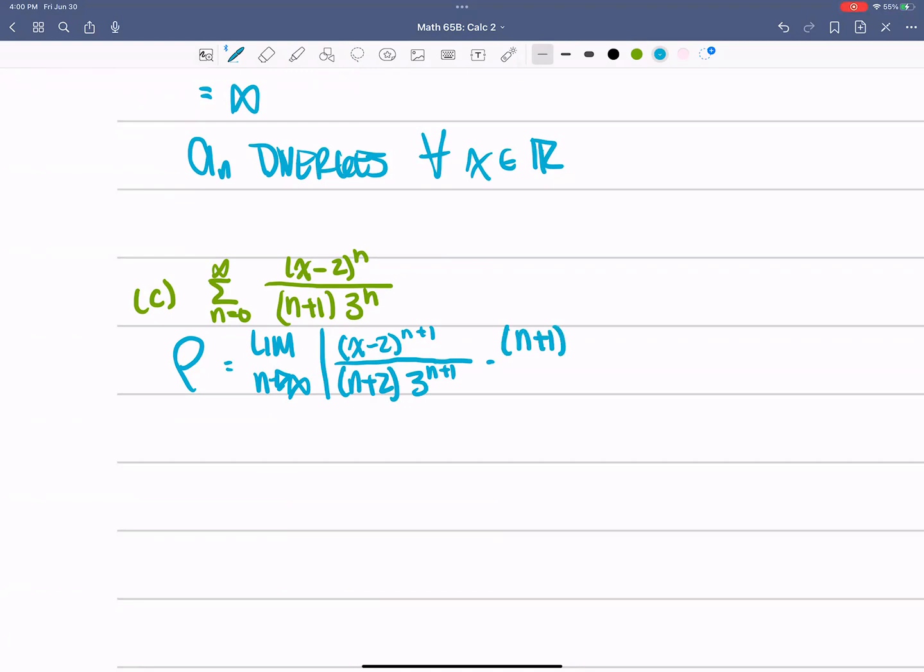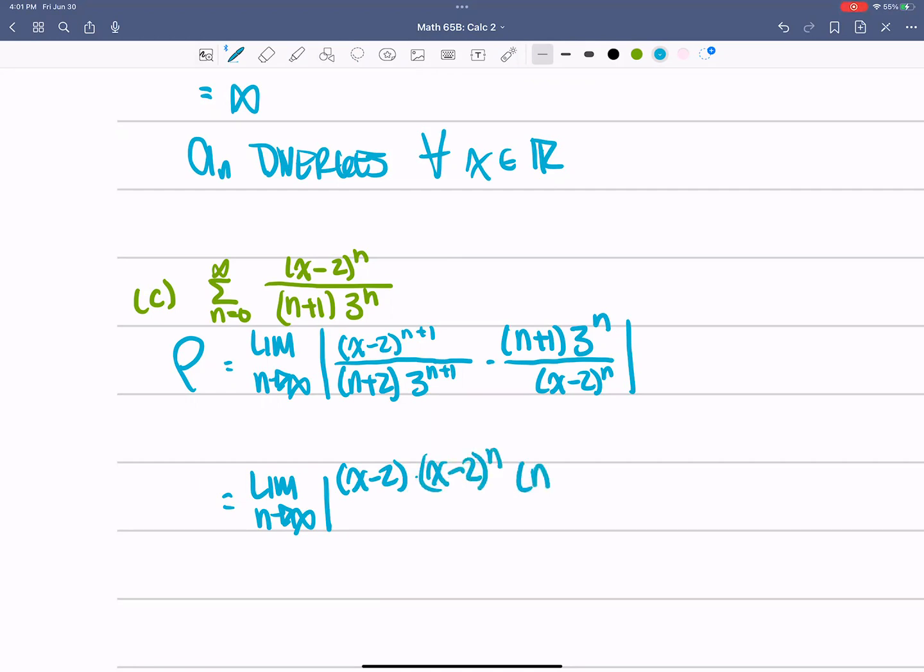So we have (n plus 1) times 3 to the power n over x minus 2 to the power n. Clean it up. So we have x minus 2 times x minus 2 to the power n, n plus 1, 3 to the power n. Denominator, we have n plus 2, 3 times 3 to the power n, x minus 2 to the power n. The x minus 2 to the power n divides out, and 3 to the power n divides out. And let's see what happens when we clean it up.